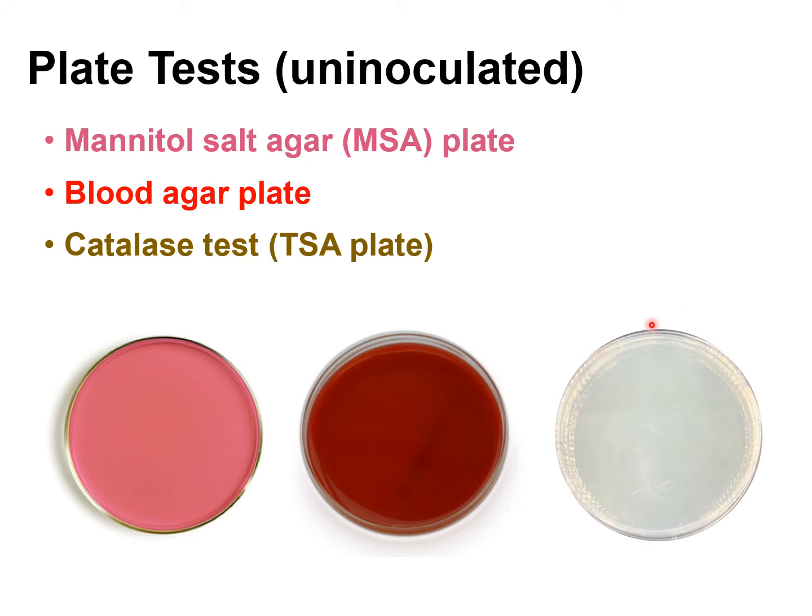As I said, this is a regular TSA plate. Now, does it have to always be TSA? No, you can use a regular nutrient agar plate also to do a catalase test. So not necessarily, you don't always have to use a TSA for the catalase.